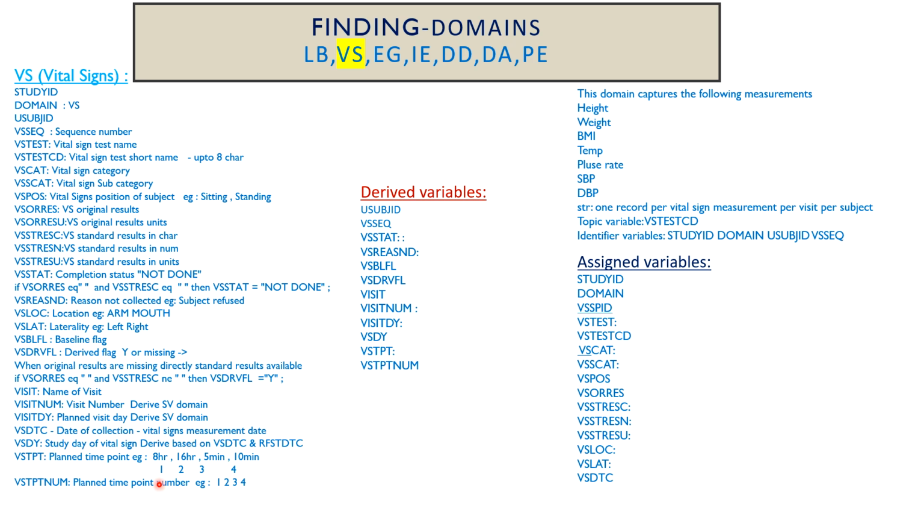Then TPT number. Okay. So in vital signs, these are the derived variables, and these are the assigned variables. For assigned variables, we need to allocate the data from source data, and for derived variables we need to write the code. So now we will see how to write the code for derived variables.